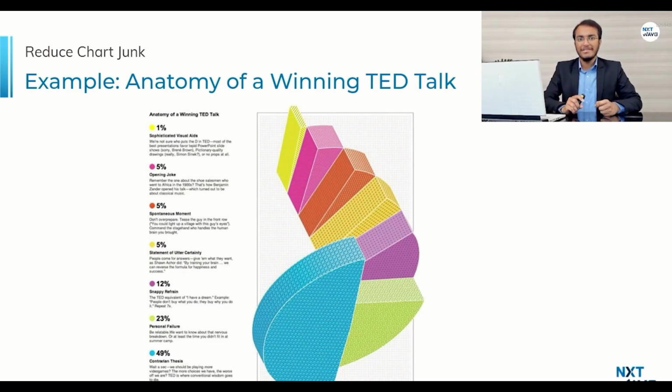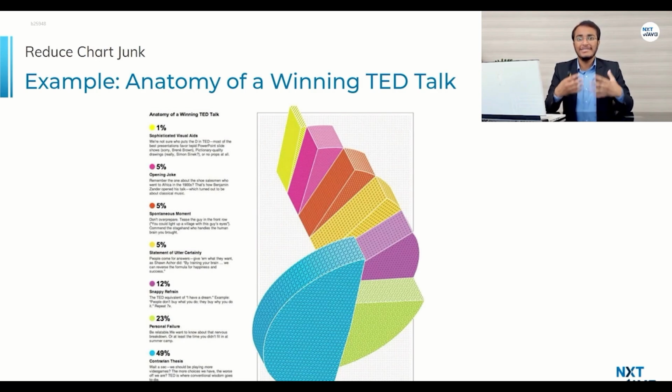That means they are trying to show different components which are essential to make a really good TED presentation or a TED talk. Now in the visualization on the right, you can see that they try to make some three-dimensional pies and put them one behind the other. When you look at it for the first time, it might look like some fancy kind of thing, but it is not representing what the underlying data exactly is. So this is not helping us to understand the data.